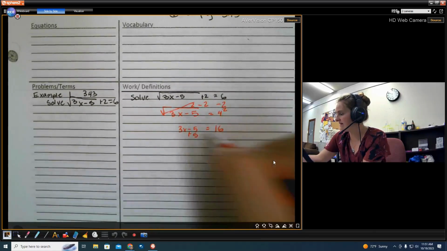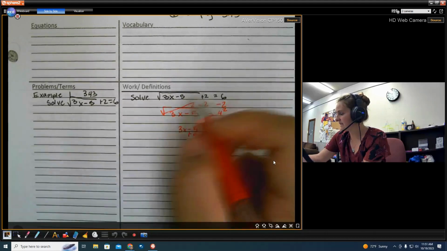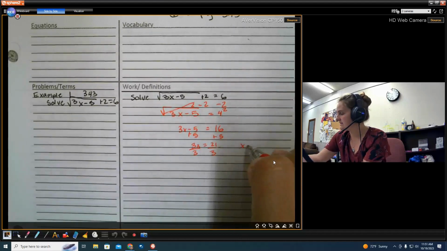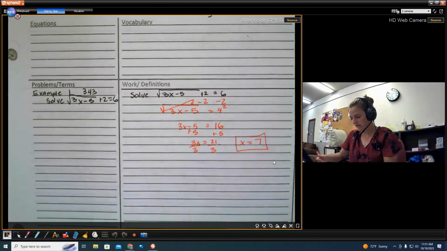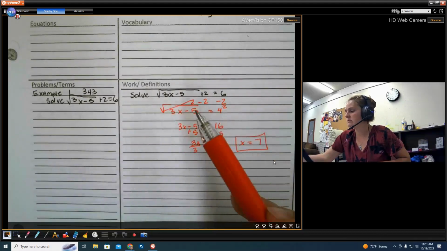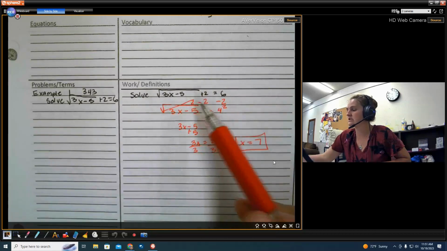Then I'm going to add that 5. So 3x equals 21. Divide by 3. X equals 7. So this is just basic algebra that you've been doing. So make sure that your result doesn't result in an imaginary number. So if we plug 7 back in, we get 21 minus 5. Square root of that is 4 plus 2 equals 6.